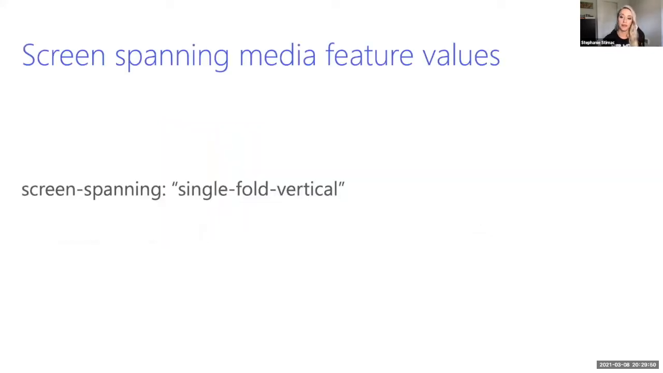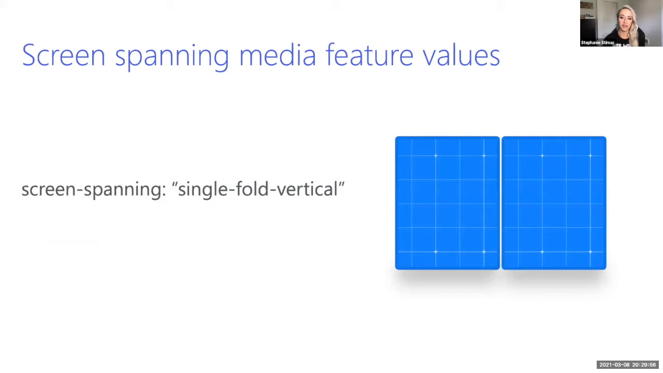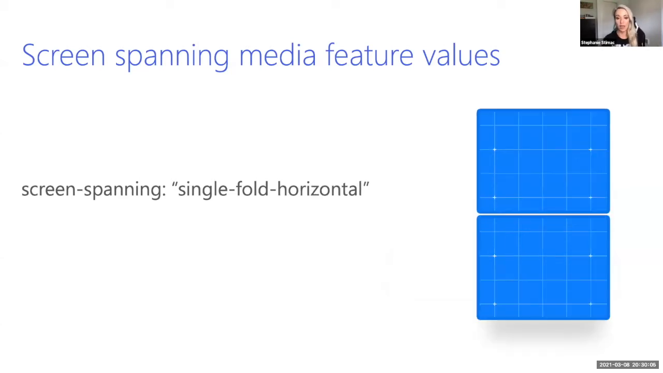So the screen spanning media query can have two values. One is single fold vertical, and this represents the state of the device when the device hinge is vertical and the two display regions are side by side. So our viewport is split into two columns. And the second one is single fold horizontal, and this represents the state of the device where the fold is horizontal and the two display regions are stacked, splitting the viewports into rows.